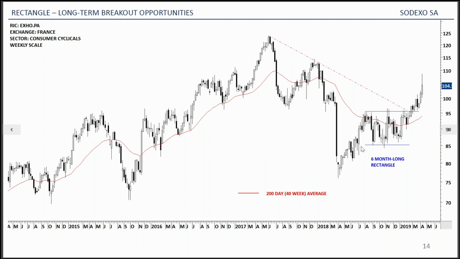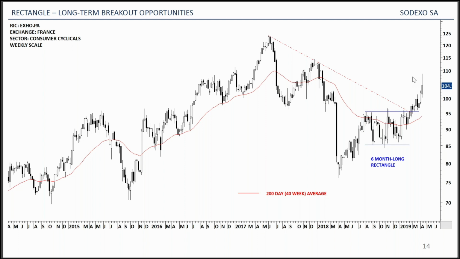General context of price action. Prior to the chart pattern, the trend is up. Consolidation, breakout. The breakout is taking place in this week. Price is reaching its price target in a couple of weeks. Now, this also was a breakout alert in the global equity markets report. On the weekly scale price chart, we can see the 6-month long rectangle.